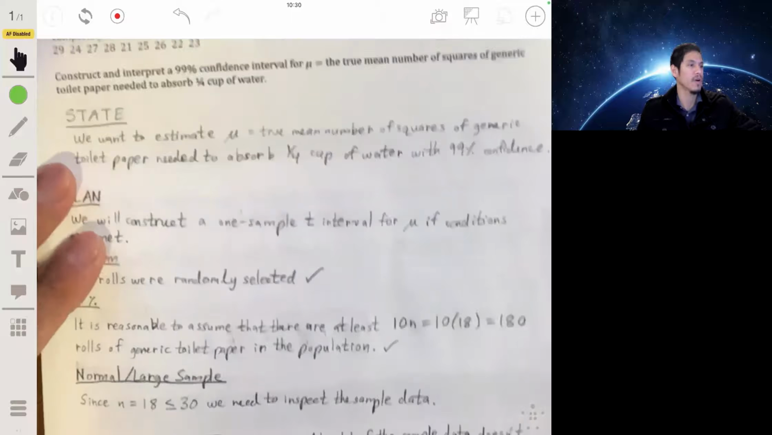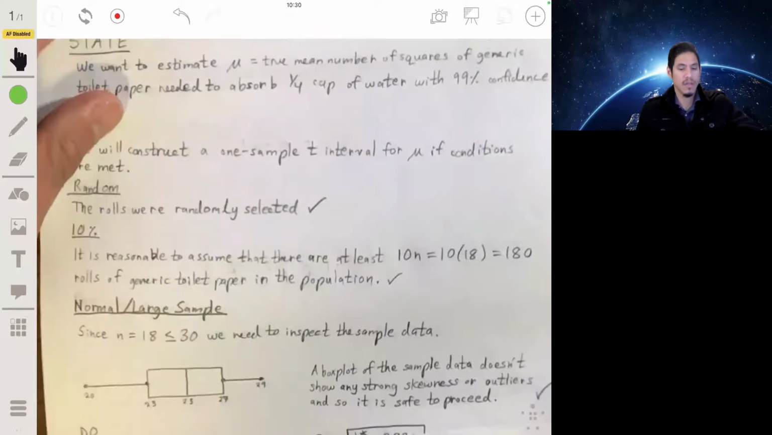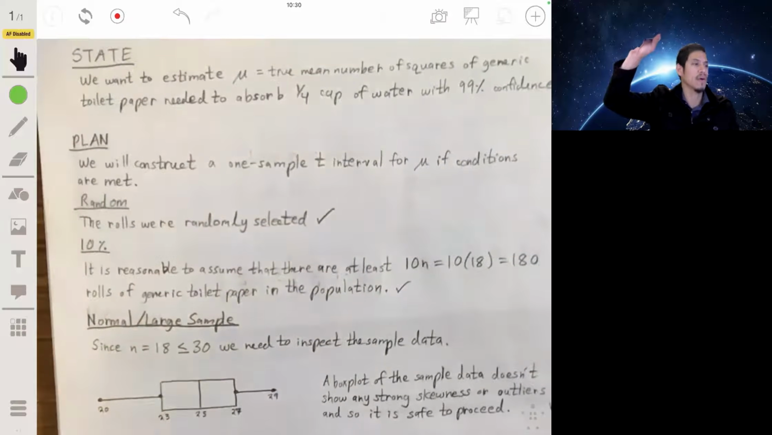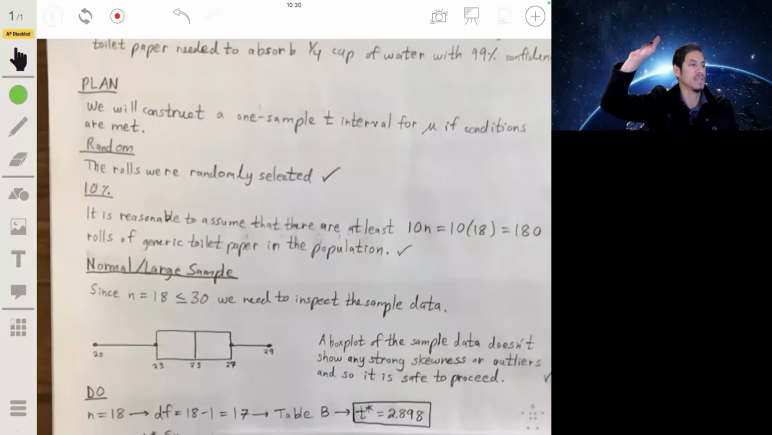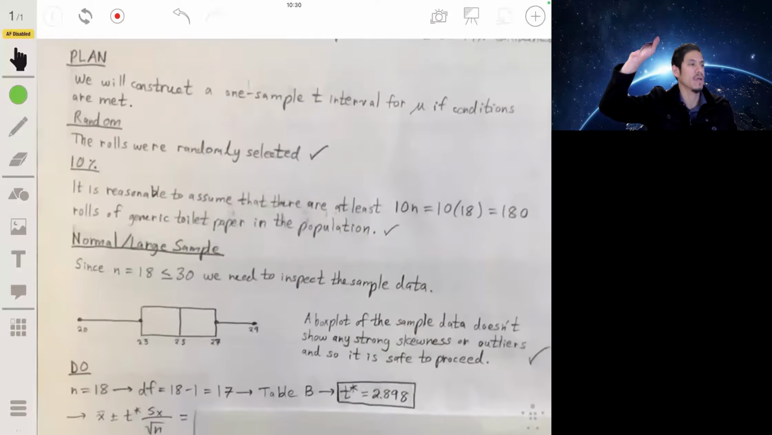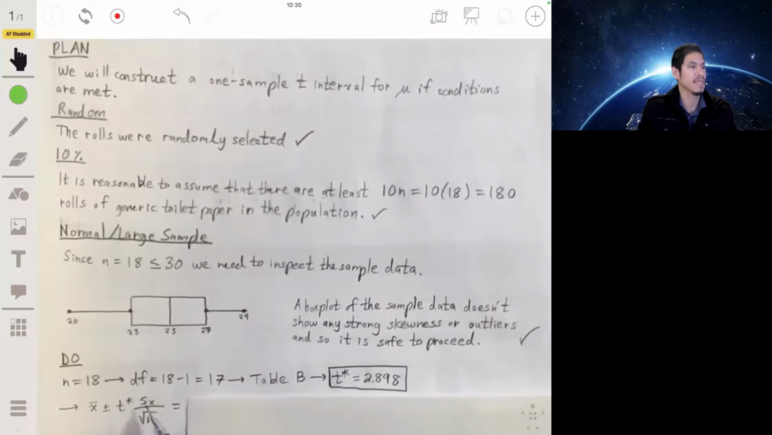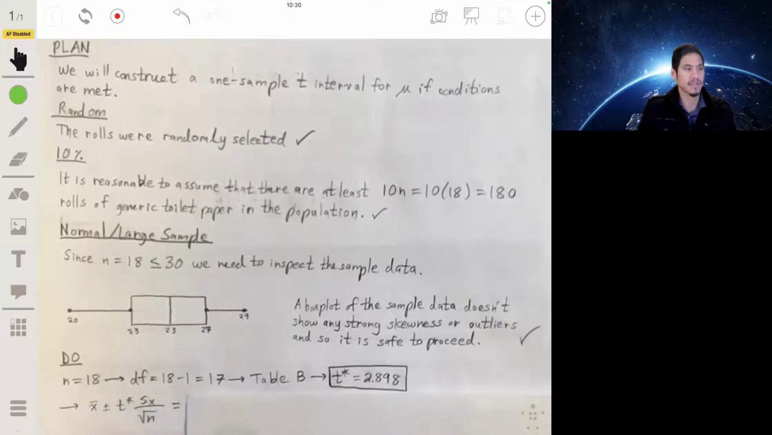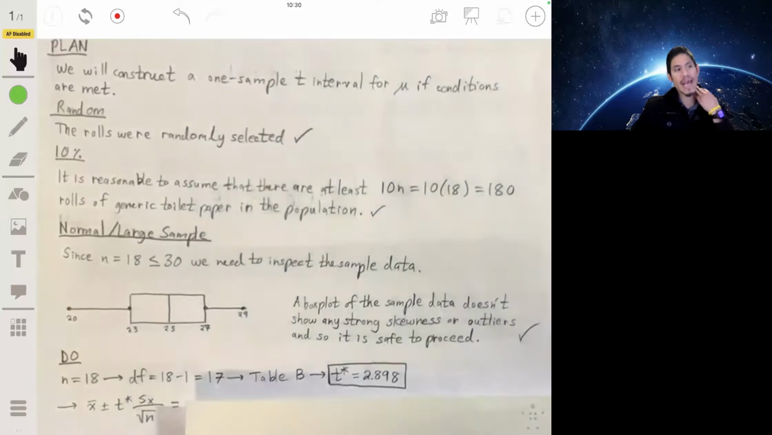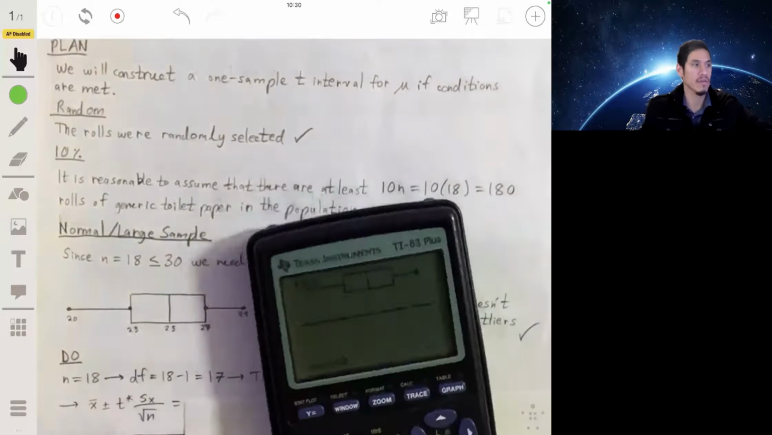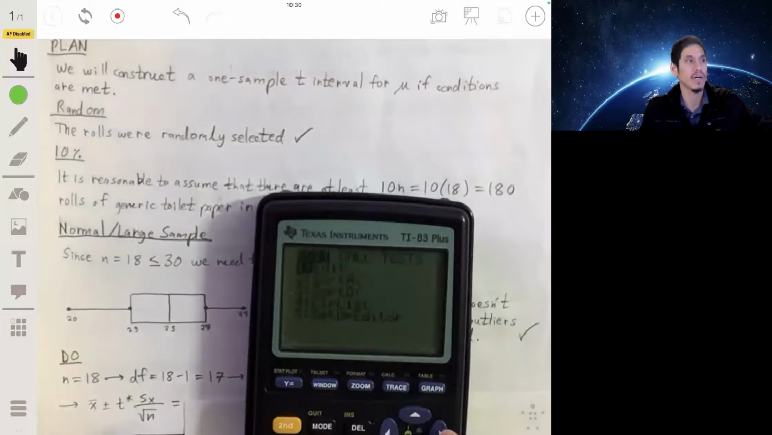Now, the form of our one sample t interval, I don't want to give away the whole answer, will be our sample mean, so x bar, plus or minus t star times the sample standard deviation divided by the square root of n, so divided by the square root of our sample size. So I need to figure out what our sample mean is and our sample standard deviation.